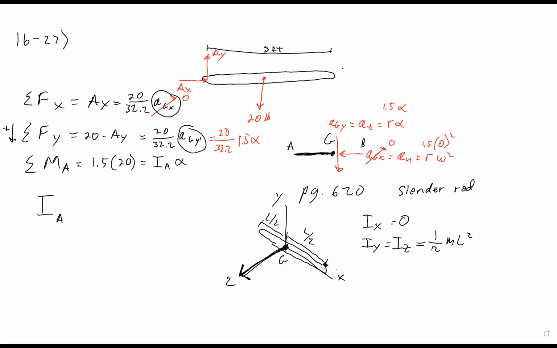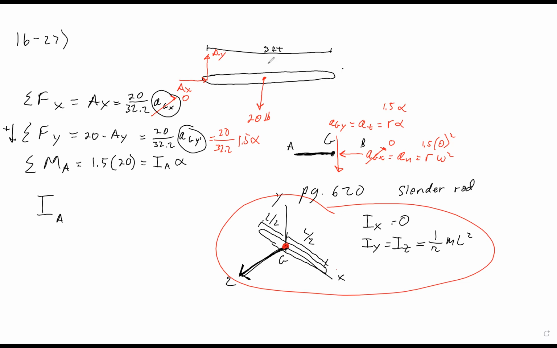Okay, now that I've really belabored that idea, let's go back to the problem, because this table that I have been showing you, this guy right here, is for the rotational acceleration about point G.